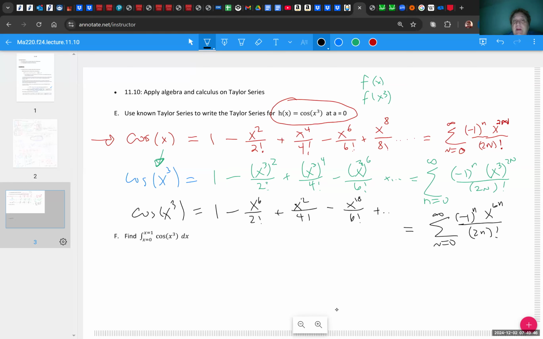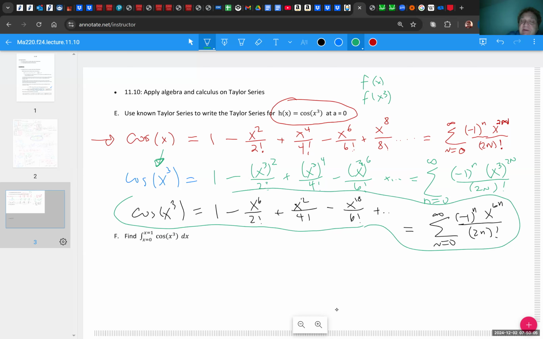Okay, so question part E said, use known Taylor series to write the Taylor series for this function h(x) equals cosine x cubed, centered at x equals 0. This is what it looks like written out in terms of a few polynomial terms all the way up to x to the 18th. And this is what it looks like in closed form, just like that. All right, so we can write other kinds of functions as a Taylor polynomial, right? We can write even more complicated things than just cosine, like cosine x cubed, or anything else we dream of. We can just use algebra to combine them together to be able to write out the Taylor series.